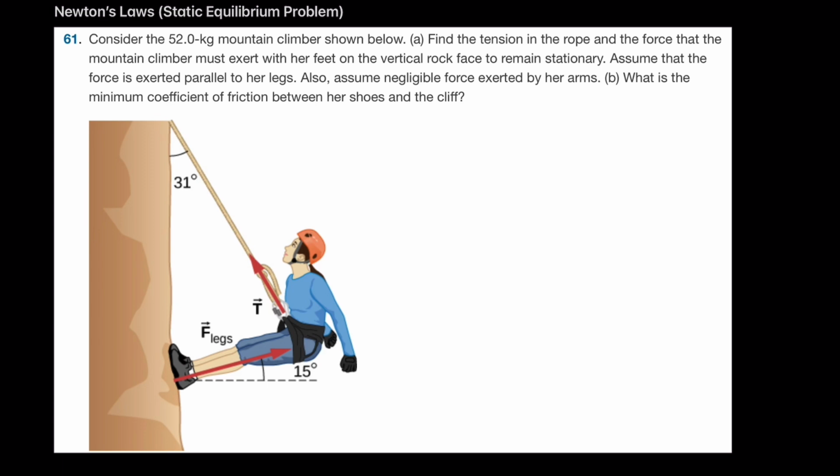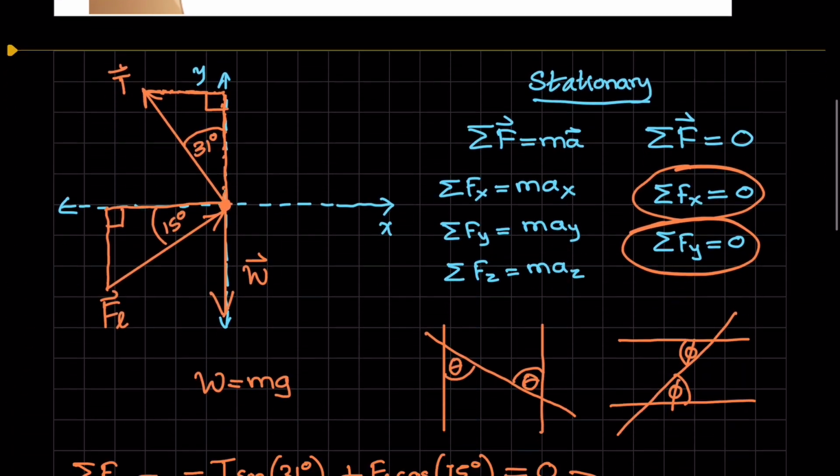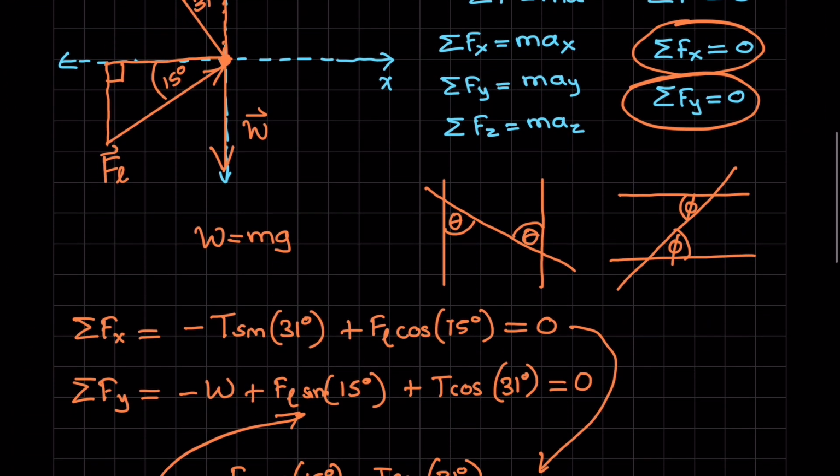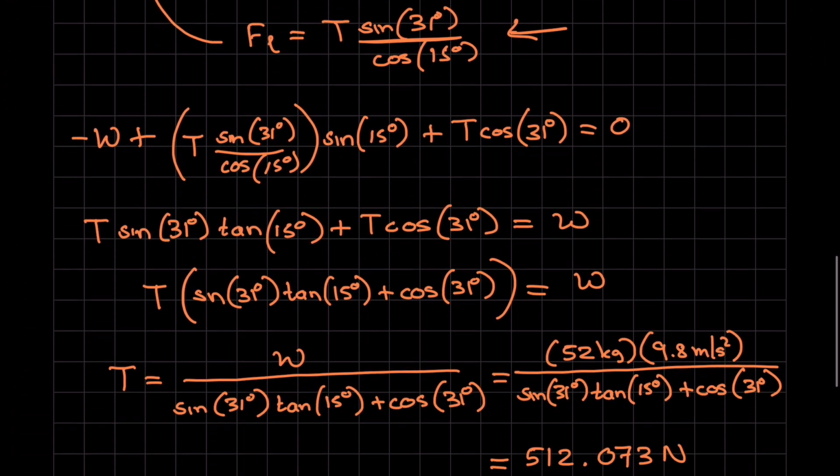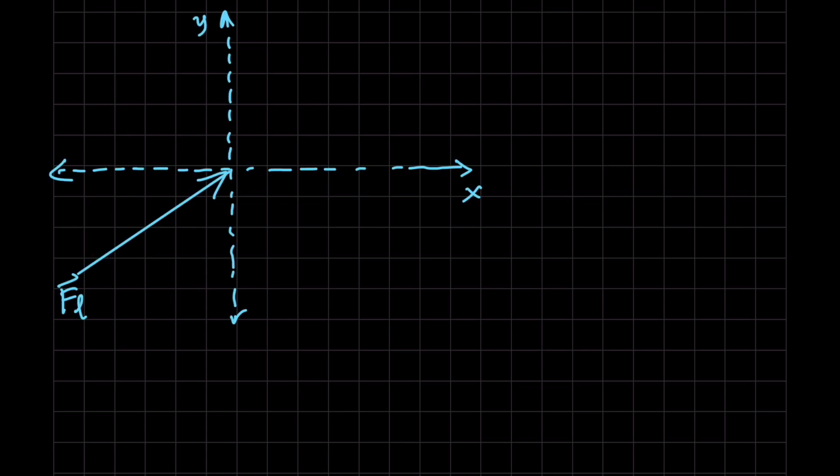So there's some friction involved here. There was friction to begin with. We didn't directly deal with it. We just treated the force on her legs as just a force. But now we have to get a little bit more detailed. Let's take a look at this force FL in more detail, and to help us, let's just redraw that force. So this is FL. We know this angle. It's 15 degrees.